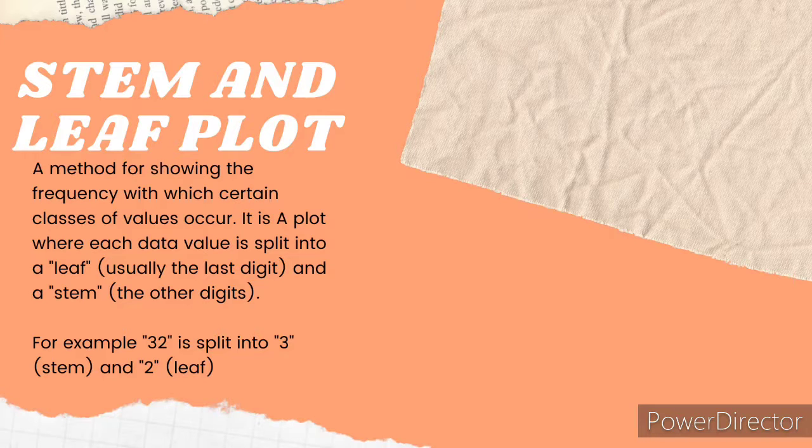Lastly are stem and leaf plots. These are methods for showing the frequency with which certain classes of values occur. In this plot, each data value is split into a leaf, usually the last digit, and the stem, the other digits. For example, 32 is split into 3 as the stem and 2 as the leaf.